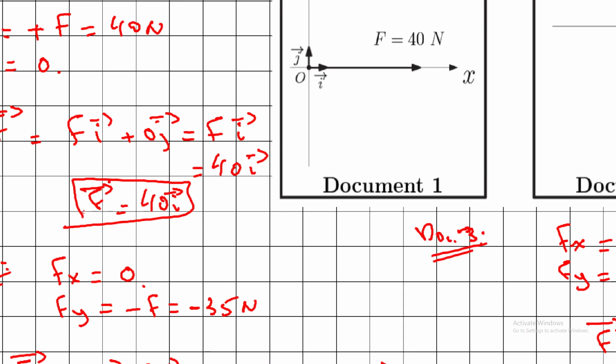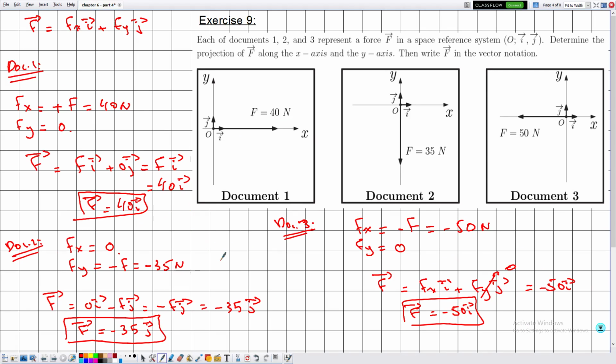And in case we are interested in determining the magnitude, we drop down the vector. F is given by the square root of Fx squared plus Fy squared. In this case, the y component is 0, so it's simply given by Fx, because the square root will cancel the radical, which is 40.